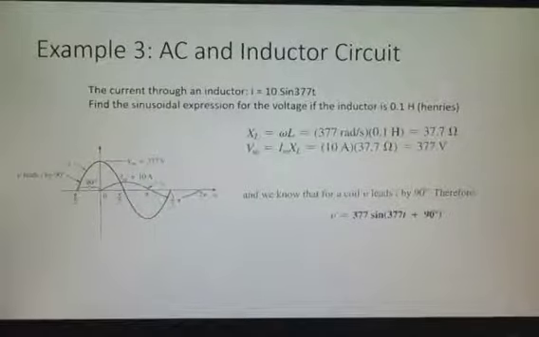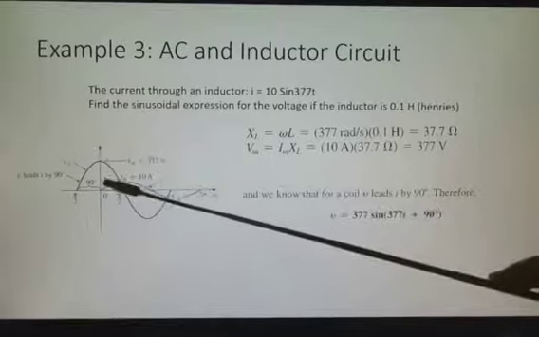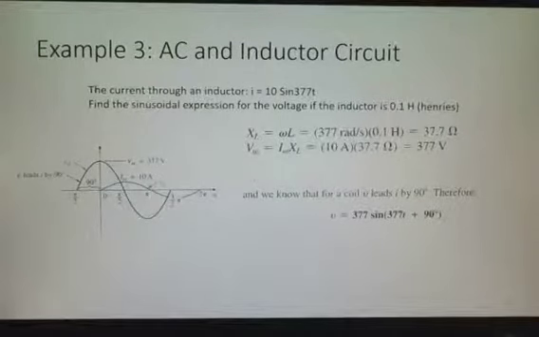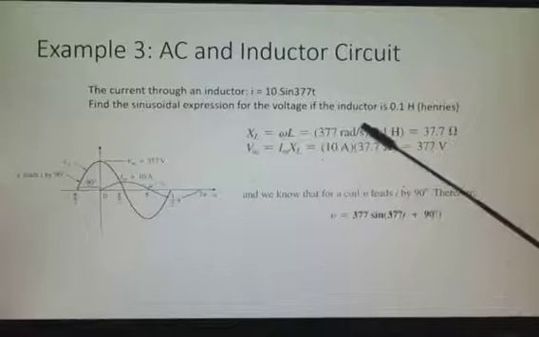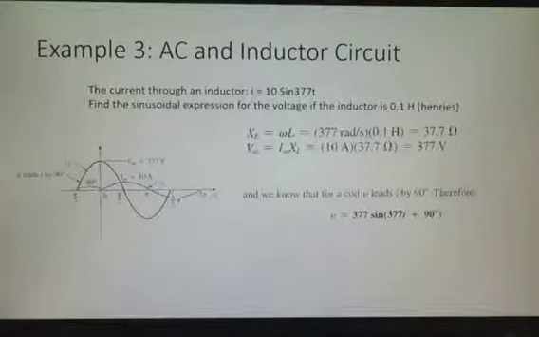Now if we look at an inductor circuit and we're given a current with a magnitude of 10 at the peak value of current here at the origin, there's no phase shift, and we're given 0.1 henries, the first thing we want to do is find the inductive reactance, omega L. So we'll take this angular velocity times the value of the inductor, and we get 37.7 ohms.